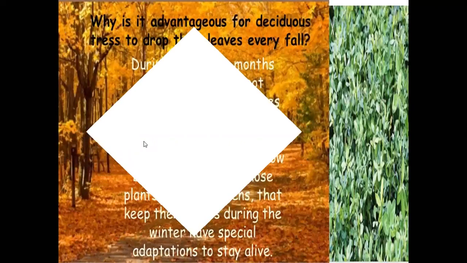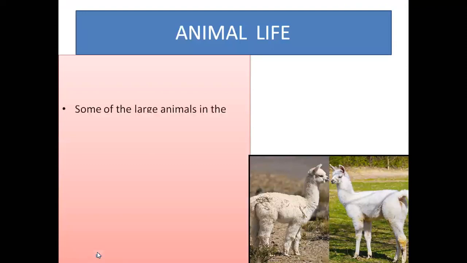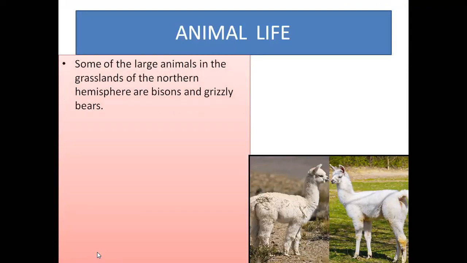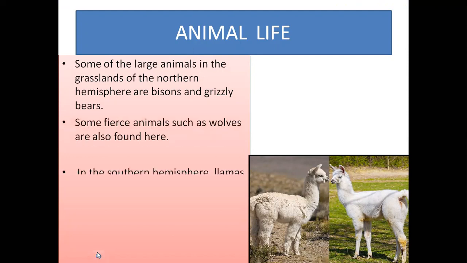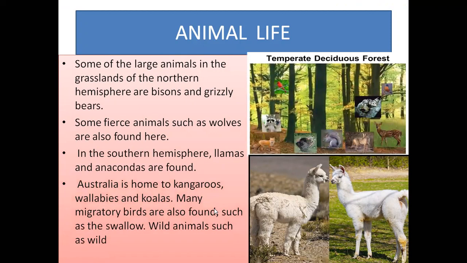Next, children, we have to move on to animal life. What are the animals we can see? We can see many animals here. Some of the large animals in the grassland are bison and grizzly bears. Bison and grizzly bears are both found in the northern hemisphere. And some fierce animals, what do you mean by fierce? Fierce means wild animals, such as wolves, also found here in the temperate zone.